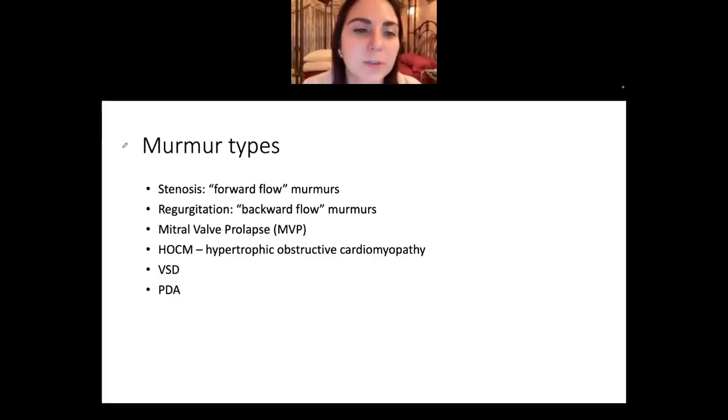So murmurs, there are different types of murmurs you can think about. There's stenosis murmurs and regurgitation murmurs. Stenosis murmurs are called forward flow murmurs because when they flow through the valve, that's what's causing the murmur. Regurgitation murmurs are backwards flow murmurs because when they flow backwards, that's what's causing the murmur. Then you have mitral valve prolapse. We have HOCM or hypertrophic obstructive cardiomyopathy, a VSD, and a PDA.